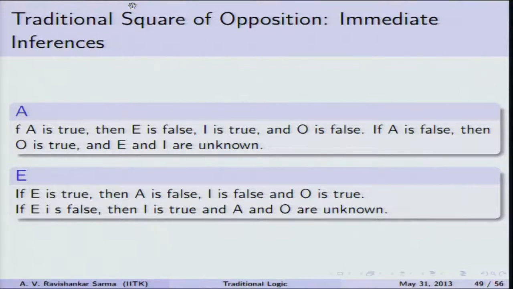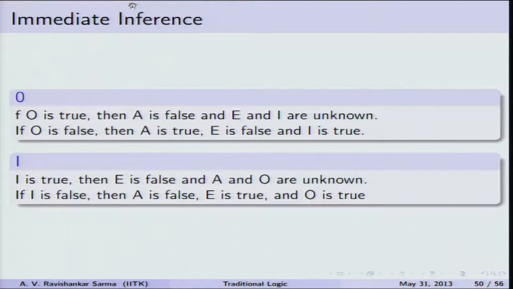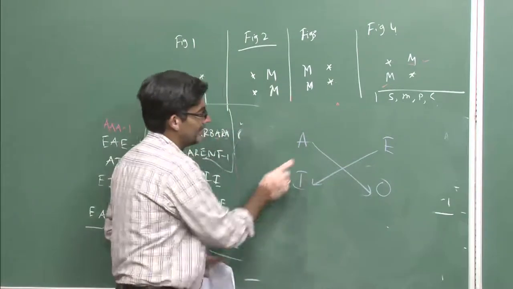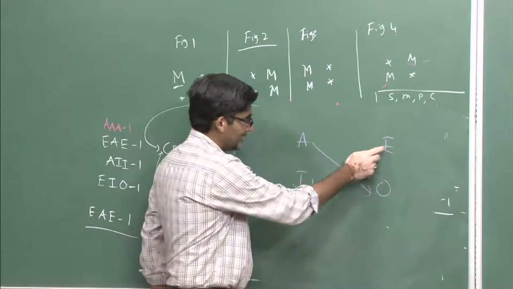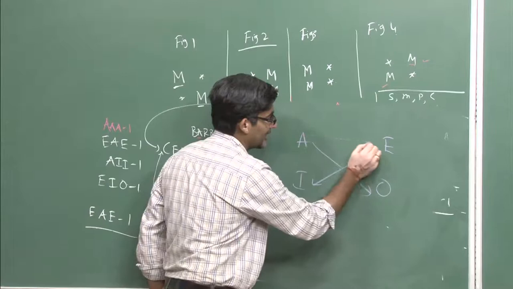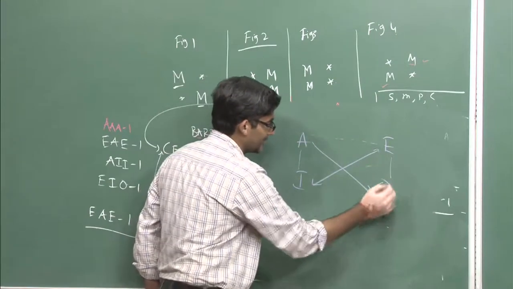I will end this lecture by stating some of the important relations between A, E, I and O. So this is the famous square of opposition, which is like this. First we need to write all the universal propositions like this, A and E, and we have I and O. A and O are contradictory to each other, I and E are again contradictory to each other, and then there are some other kinds of relations between these things.